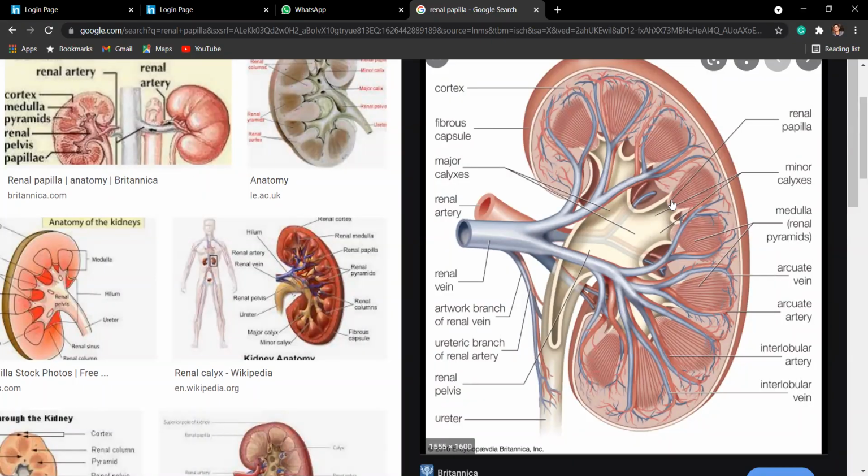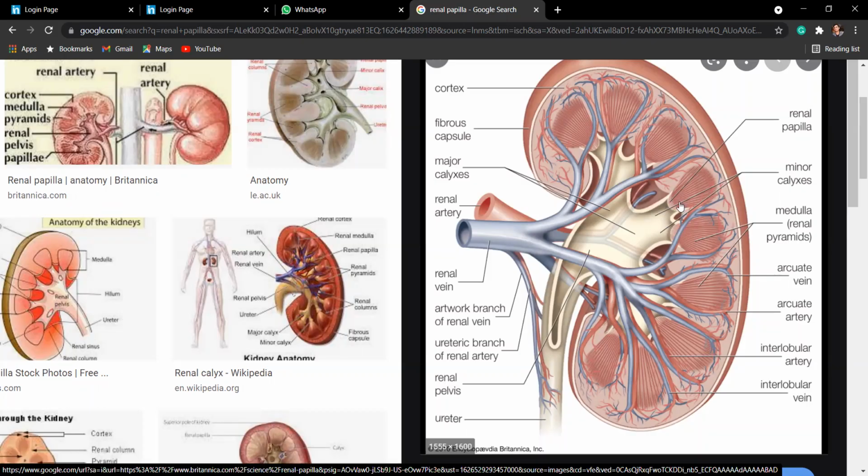The papillae will open into the calyces. These are the calyces. All these calyces will open into a space, and that is the pelvis. And finally the pelvis will open into the ureter. All of these tubules, collecting ducts will empty into the renal papilla, and finally the renal papilla will empty into the calyces. So now see, you're having a necrosis of that part, this apex part. So that lies after these tubules. So you won't have any kind of a cast.